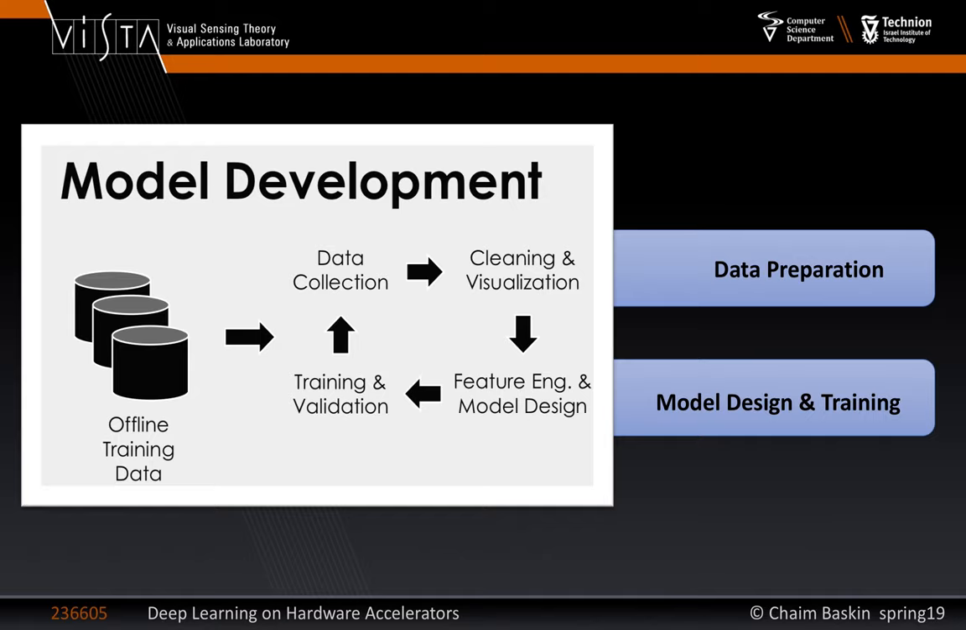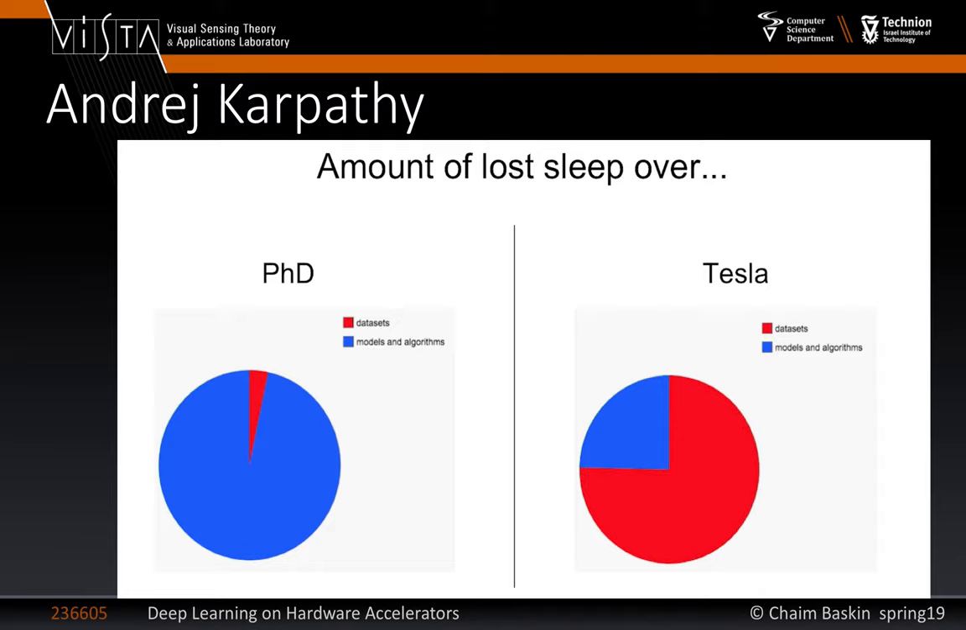Great. So Andrej Karpathy, one of the famous machine learning data scientists, actually plotted the difference between a PhD student's life cycle and the GPU's. A PhD student is working on models and algorithms for most of the life cycle, and only a small part on datasets. And the GPUs, actually, the Tesla, most of the time is going on datasets, and a small part on your models and algorithms.